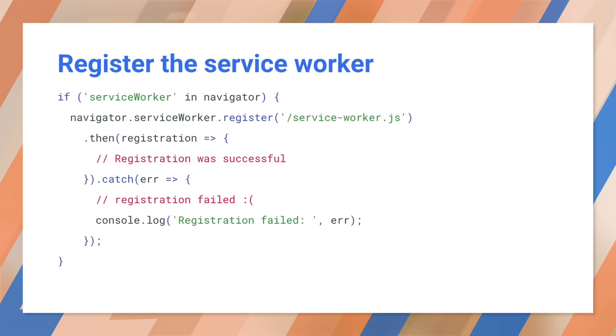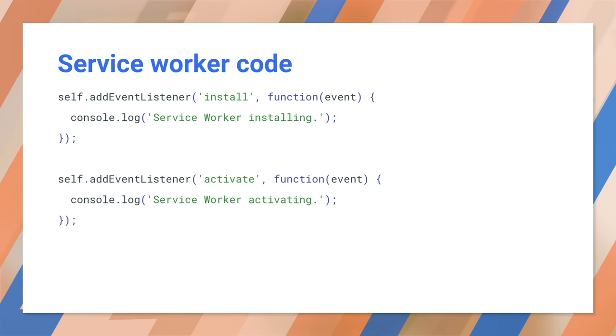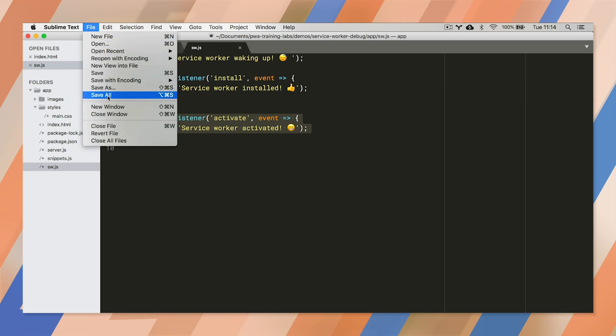We'll add the code to register a service worker into the site. If registration fails, this will log the error. Now we can switch to the service worker and add its code. This should look familiar. We're listening for the install and activate events and writing a log message. Make sure to save everything.